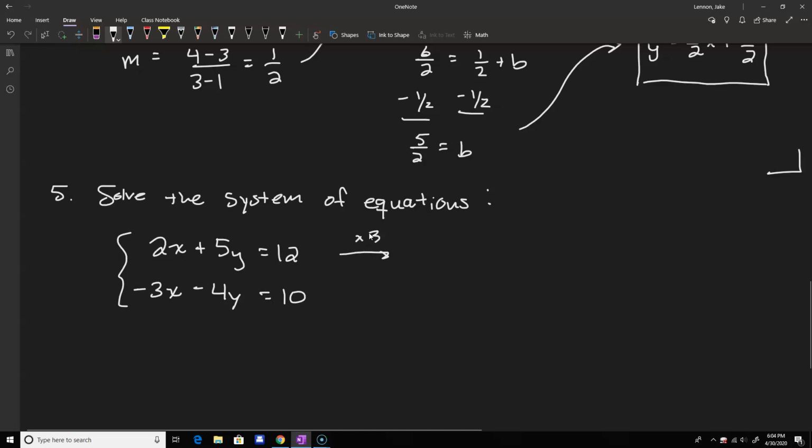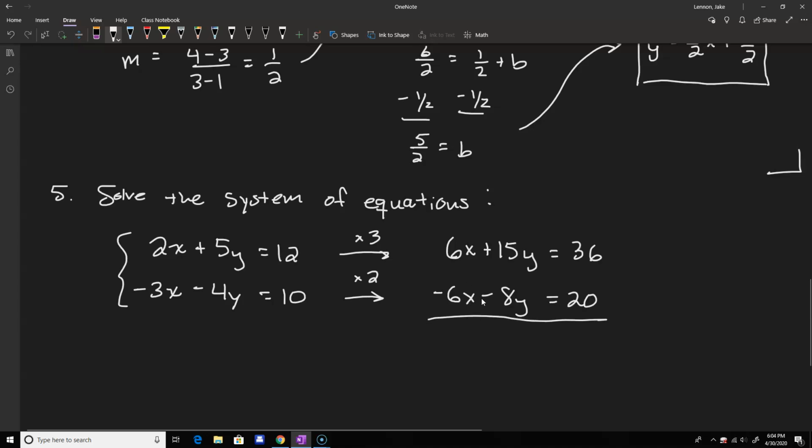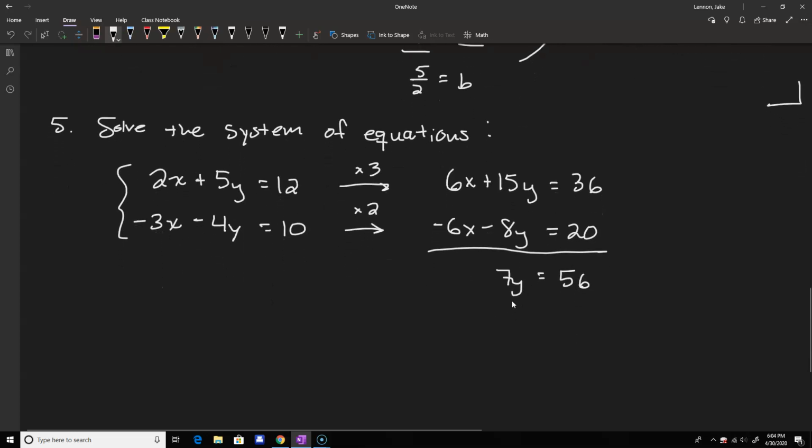So I'm going to multiply the top equation by 3 and the bottom equation by 2. But in doing so, remember that you have to multiply all 3 terms in each equation by that number. So I have 6x plus 15y equals 36 on top, and on bottom I'll have minus 6x minus 8y equals 20. So then we want to add them up. So the 6x minus 6x will disappear. 15y minus 8y is 7y. And 36 plus 20 adds to 56. So if we divide by 7, we see the y-coordinate of our solution has got to be 8.